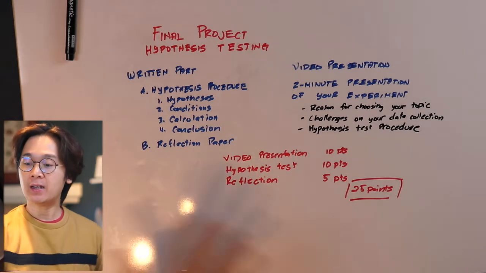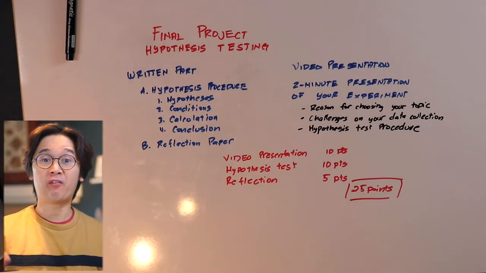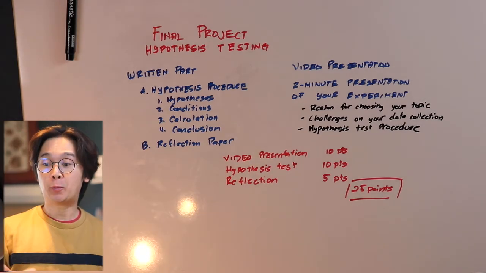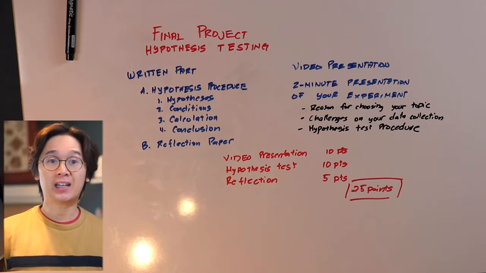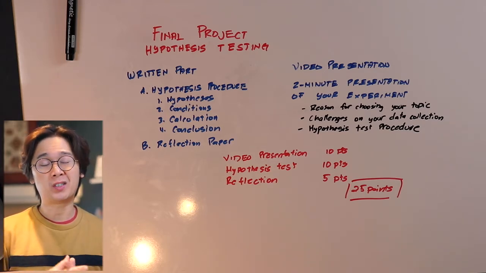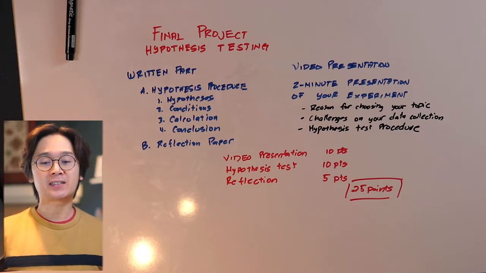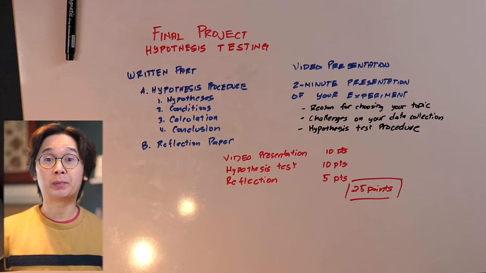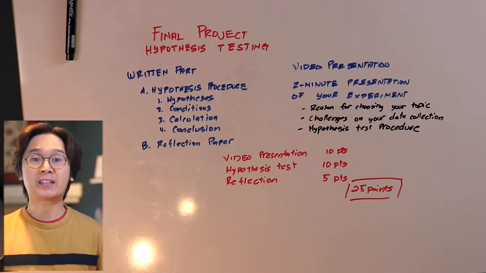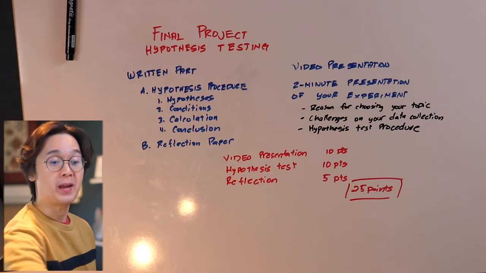And the grading for your final project is quite simple. Video presentation is 10 points, hypothesis test is 10 points, your reflection is 5 points, a total of 25 points, which is similar to the midterm test. That's why the final exam project should be easier, because basically you're going to do a repeat of what you did for your midterm exam.